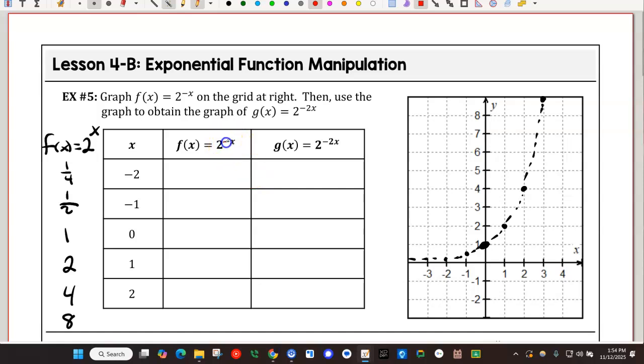Remind yourself, what does this negative do to the graph? What is that 2 to the negative x? How is that related to 2 to the positive x? What changes? And then everybody says all at once, it's exactly a reflection over the y-axis.